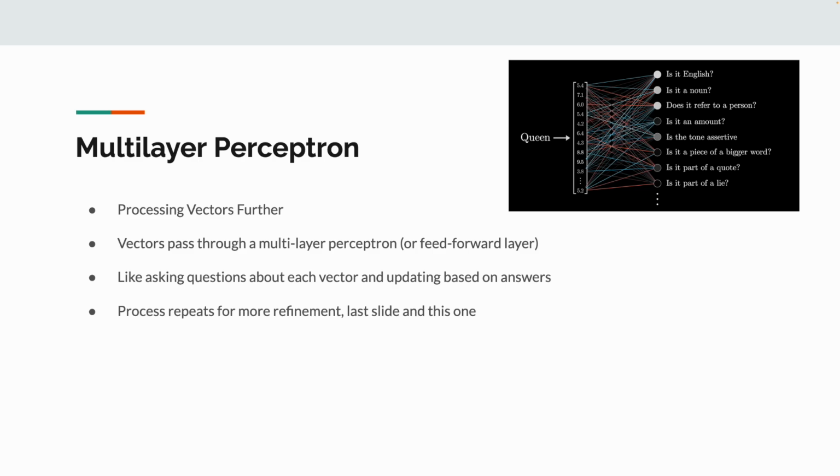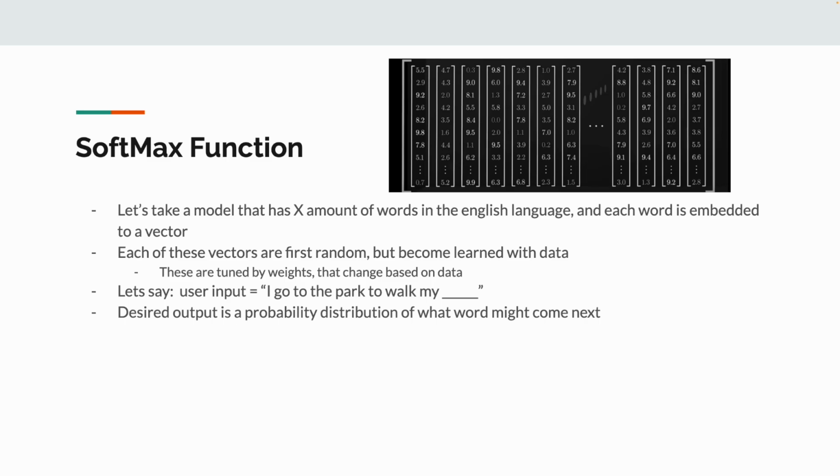And adjusting accordingly. Now, for example, let's take a model that has X amount of words in the English language, and each word is embedded to a vector. I have this picture up top to give you an idea of what that looks like. Let's say that every vector up top is a word. Each of these vectors are first random, but then they become learned with data. Now, let's say that the user input says, I go to the park to walk my blank. The desired output is a probability distribution of what word might come next.